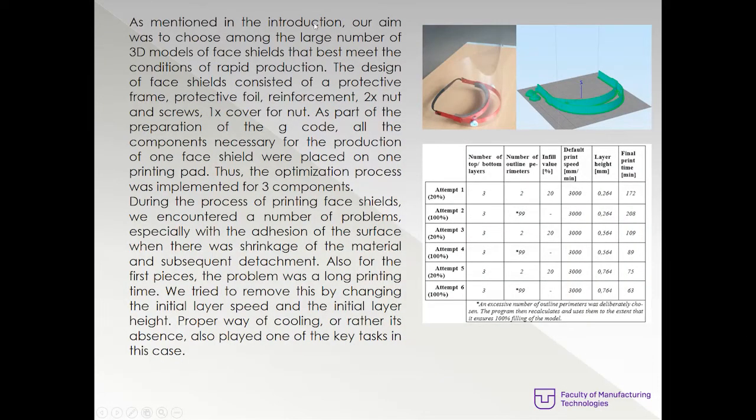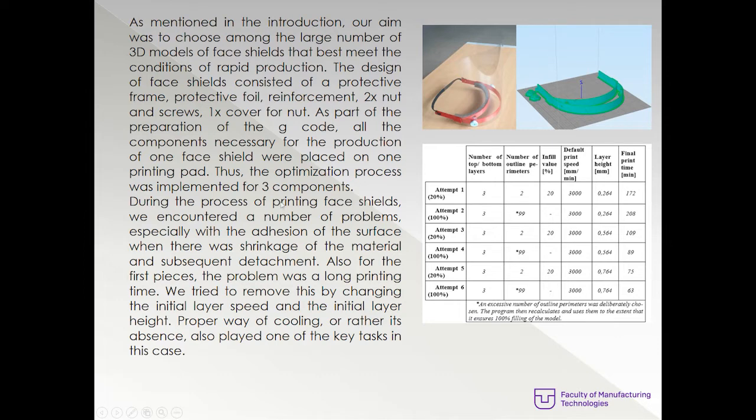As mentioned in the introduction, our aim was to choose, among the large number of 3D models of face shields, the one that best meets the condition of rapid production. The design of the face shield consists of a protective frame, protective foil, reinforcement, 2 crack nuts and screws, and 1 cover fold unit. As part of the preparation of the G-code, all the components necessary for the production of one face shield were placed on the printing pad.